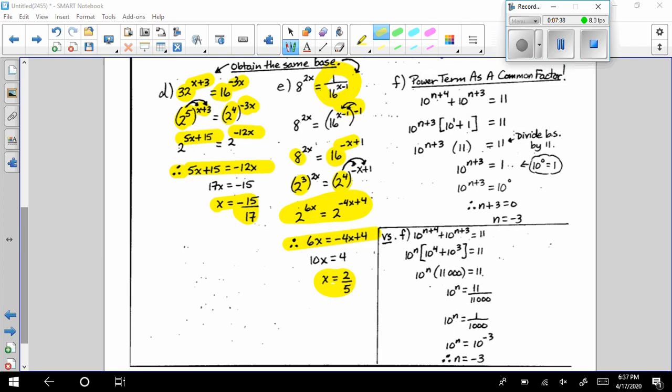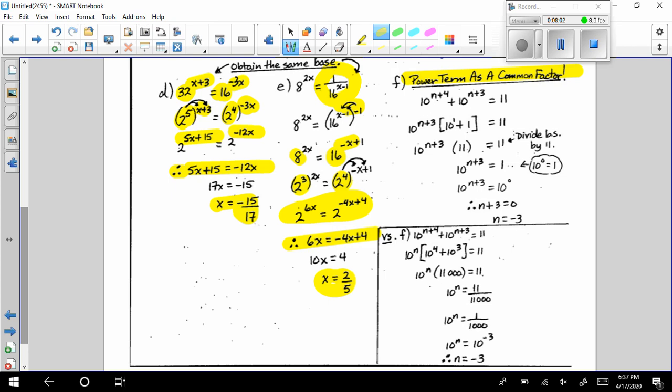The last question in this section is a bit of a doozy, as I like to say, and I've given us some advice here. I've said we have a power term that's a common factor in this question. This is a very intimidating looking question to many a grade 11 student. They don't typically like them until they catch on to, oh, so that's how you do it.